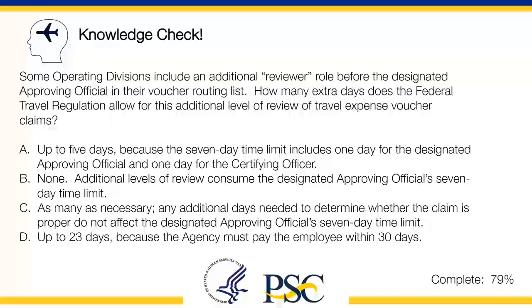B. None. Additional levels of review consume the designated approving official's 7-day time limit. C. As many as necessary. Any additional days needed to determine whether the claim is proper do not affect the designated approving official's 7-day time limit. D. Up to 23 days, because the agency must pay the employee within 30 days. Pause the video, consider your response, and then resume to learn the answer.